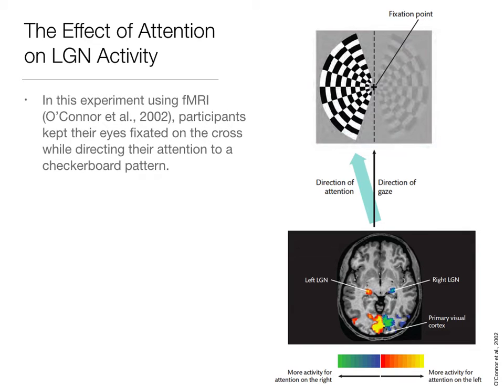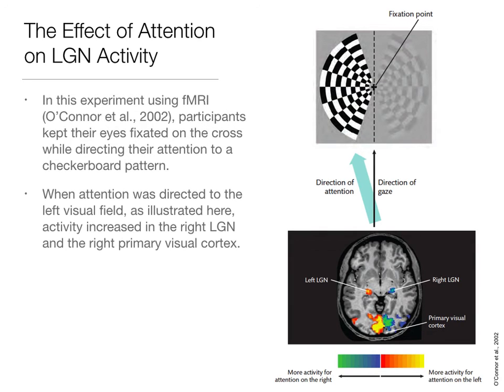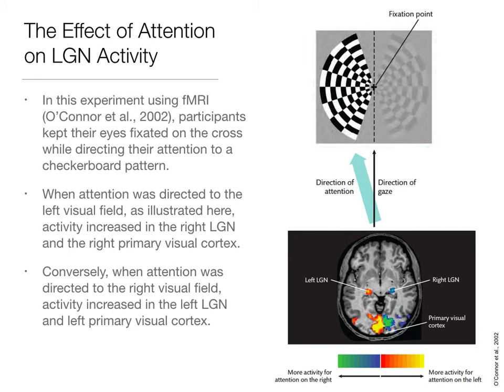So what they were told to do was fixate on this cross, but then pay attention to the periphery, their peripheral vision, to either the left or the right side, to this checkerboard pattern that was on either side of the cross. And what they found is when attention was directed to the left visual field, they saw increased activity in the right LGN and the right visual cortex. So it's more than just relaying the information, it actually has activation as well. Just like you would expect, when their attention was directed to the right visual field, there was activation in the left LGN and the left primary visual cortex.